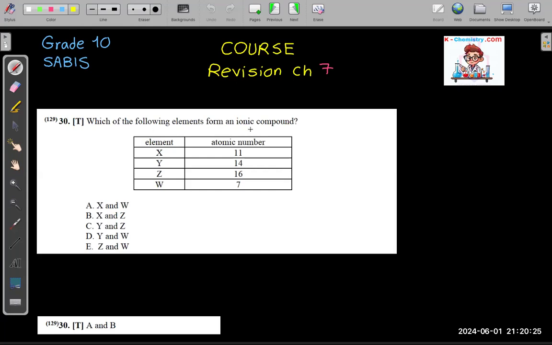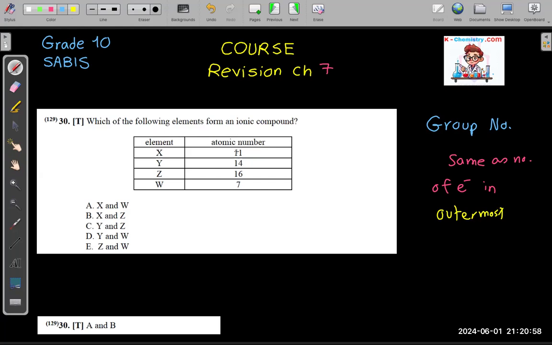Which of the following forms an ionic compound? It is the same thing, but this time he doesn't tell me the group number. I should know the group number by myself. How do I know the group number? I have a secret key. The group number is the same as the number of electrons in which shell, innermost or outermost? Outermost.